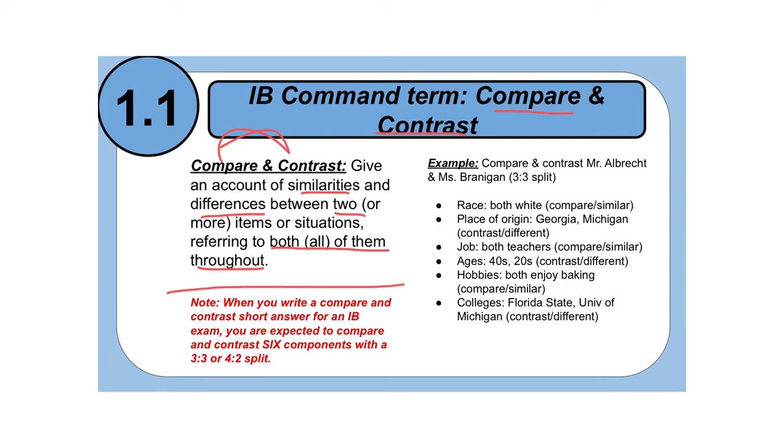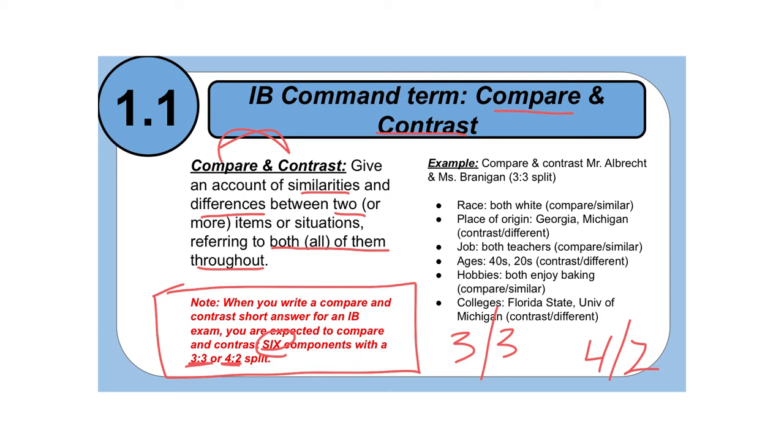Now, this is a very important thing for you to understand where I just put the square. When you write a compare and contrast short answer for an IB exam, put this in your head, drill it in there because you must remember this. You are expected to compare and contrast 6 components, and you must always have a 3-3 or a 4-2 split. What that means is that you must always have 3 comparisons and 3 contrasts, or 4 comparisons and 2 contrasts, or 4 contrasts and 2 comparisons.